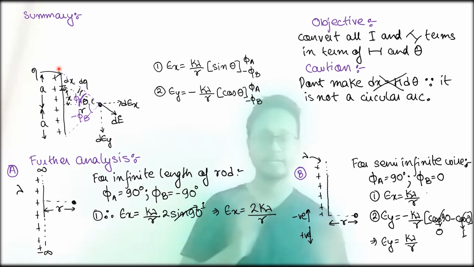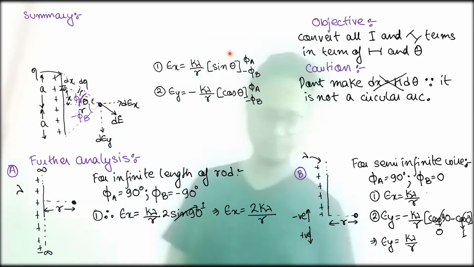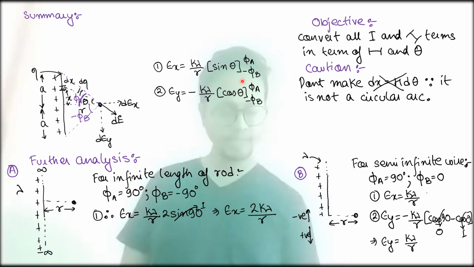See what I have done till now. All I have done is I've taken a wire, made dx, and converted all the vertical lines and the hypotenuse lines in terms of r and theta. Fair and fine. Then I simply applied k dq by r square, or k dq by x square, and I substituted those terms and found Ex and Ey. Okay, Ex is simple enough.